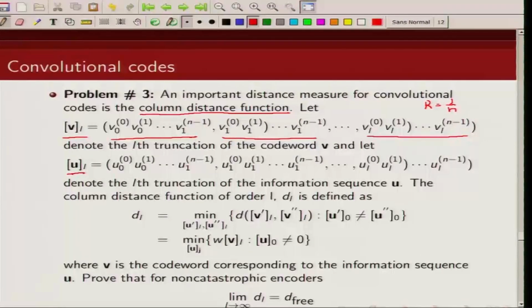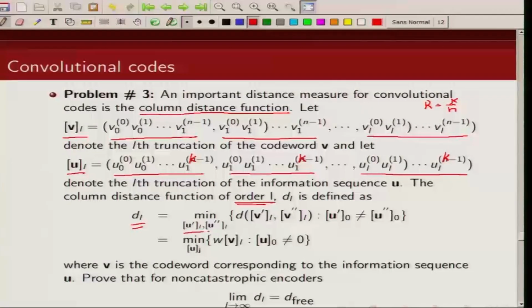Similarly, I can define my truncated information sequence. Okay. So, just a minute, this is a typo, this should be k minus 1, this should be k minus 1, and of course, if k is 1, there will be just one input. So, for the first time instance you have k inputs, second time instance you have k inputs, and similarly for L time instances you have k inputs. Now, note that both your information and coded sequences are truncated up to length L. Now, we define the column distance function of order L as follows.